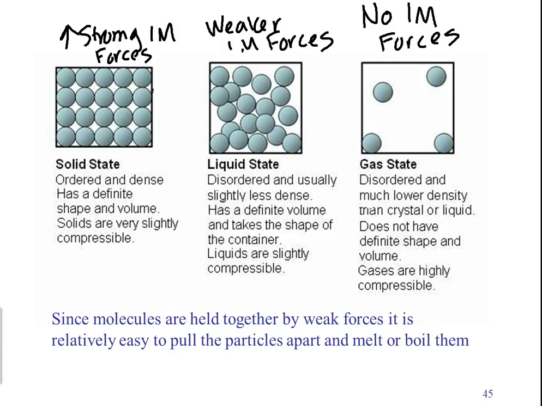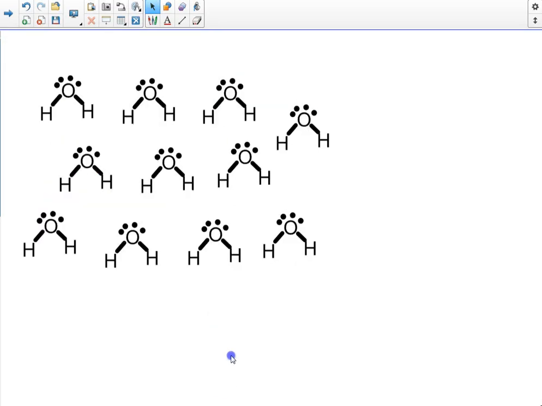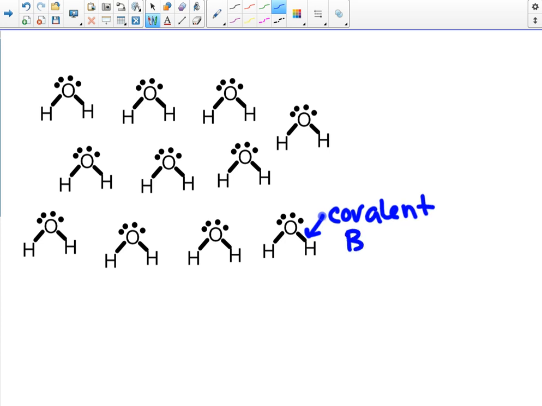Again, I want to stress the difference between an intermolecular force and a covalent bond. Here is a sample of water. It's pretty orderly, so I would probably say that this is a solid, maybe solid ice. The covalent bonds are these lines. Those are the covalent bonds. These come from hydrogen and oxygen sharing electrons. It is a very strong bond.